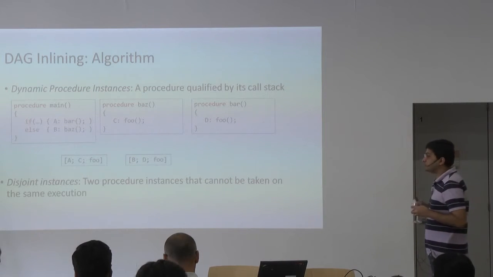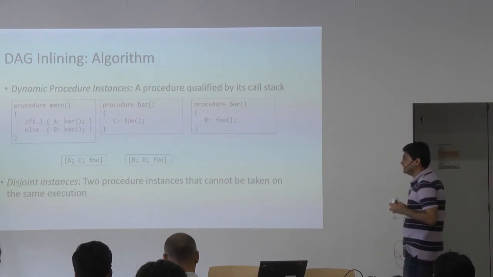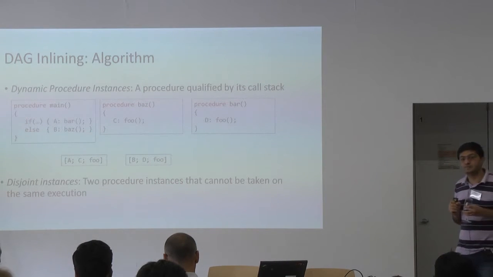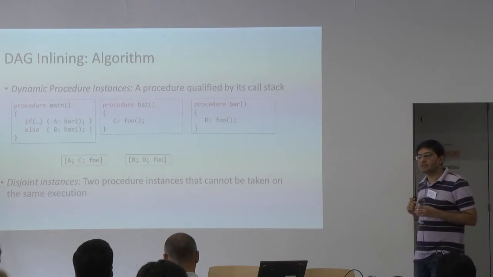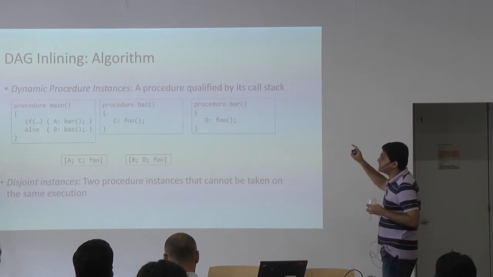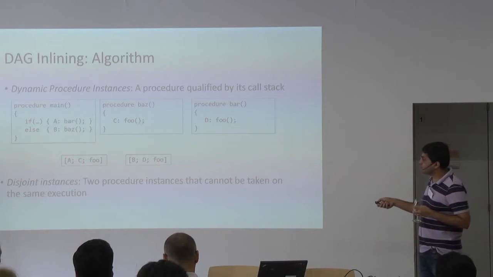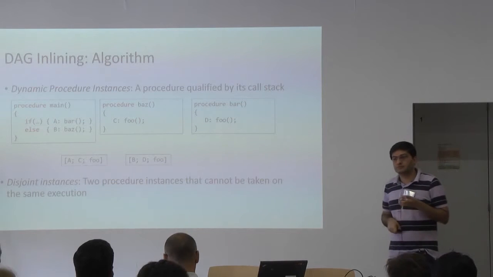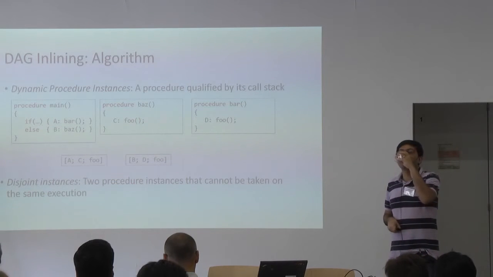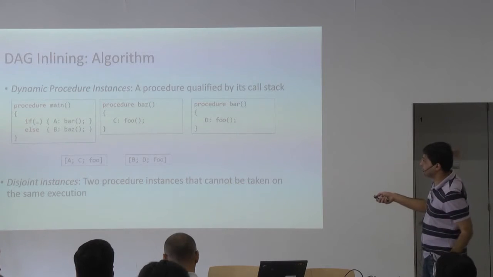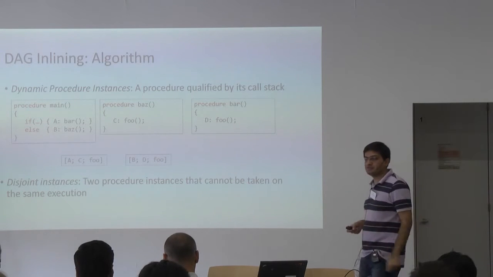And I say that procedure instances are disjoint if they cannot be taken on the same execution. And this is the main thing that the DAG inlining is going to rely on. So in this program, there is no way these two dynamic instances of foo can be taken on the same execution, because of this if star. They're on different branches of if then else.